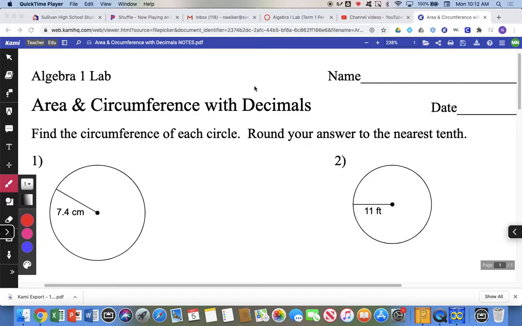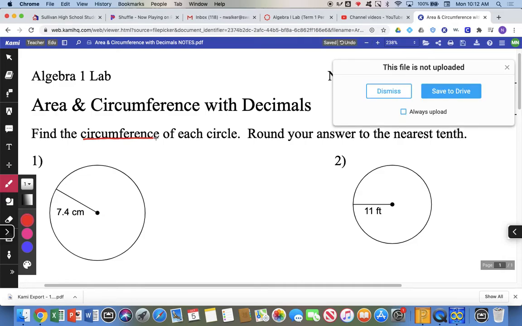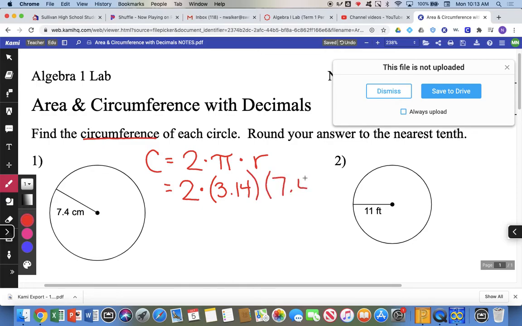So we are going to look at number 1. We are doing circumference. On this one, do we know the radius or the diameter? All right, we know the radius. So we are going to find the circumference by taking 2 times pi times the radius. So we have 2. Now what are we going to use for pi? 3.14. Now we are going to plug in our radius of 7.4.